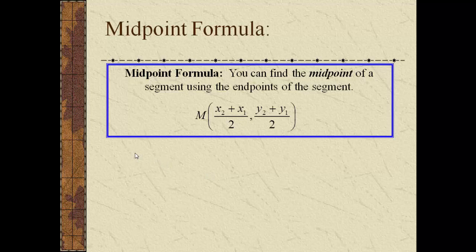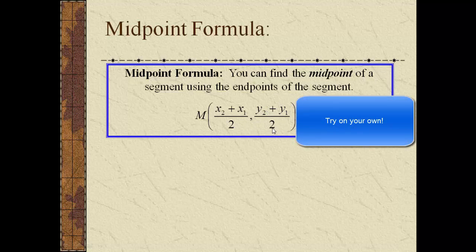Now let's move on to the midpoint formula. You can find the midpoint of a segment using the endpoints of that segment. So this is the midpoint formula. To find the midpoint of a segment, you're going to add together the two x values and divide by 2, comma, add together the two y values and divide by 2. Your answer should be an ordered pair because it's the point that's in the very middle of the line segment.